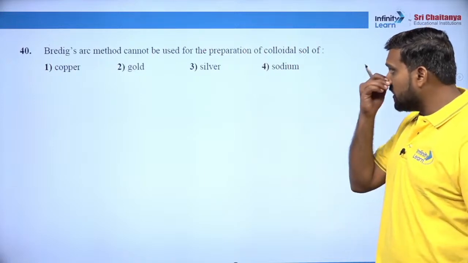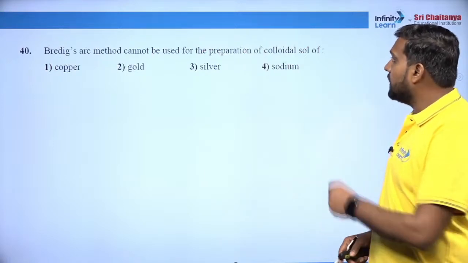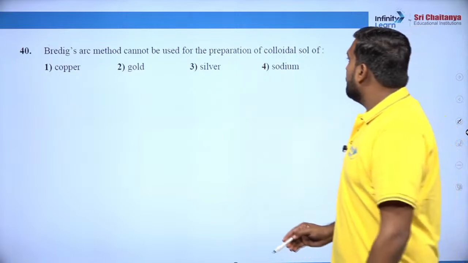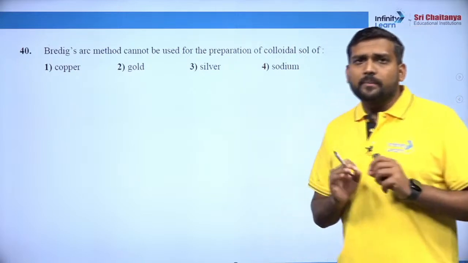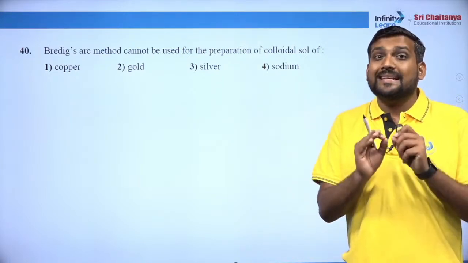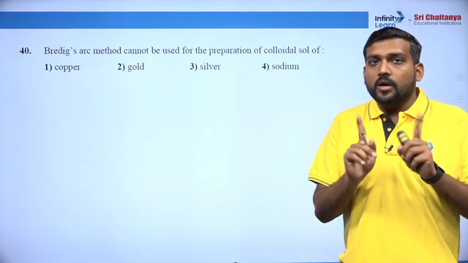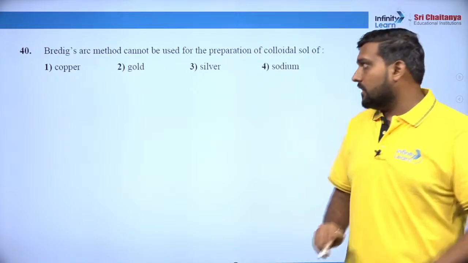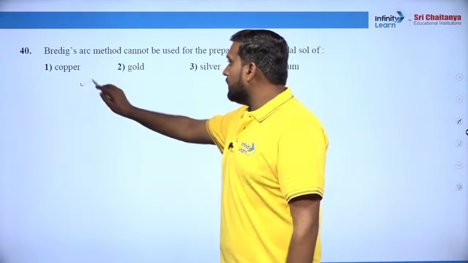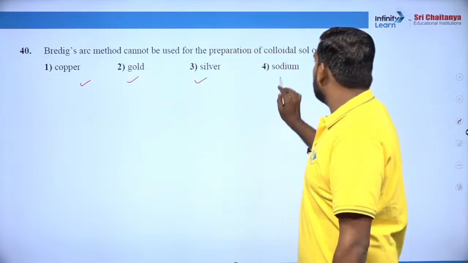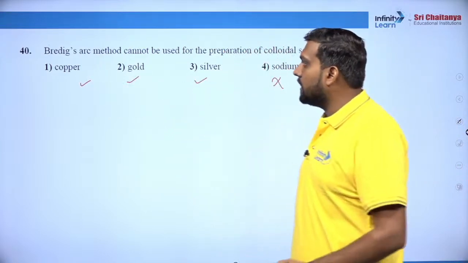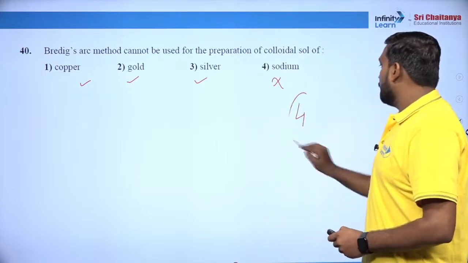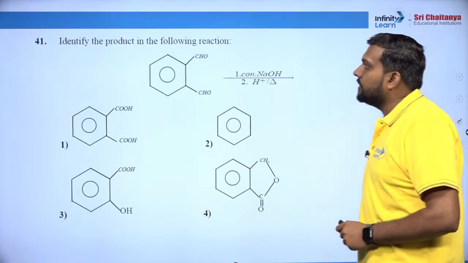The next question is, Bredig-Arc method cannot be used for preparation of colloidal solutions. So Bredig-Arc method is only applicable for less reactive metals. It is not applicable for the more reactive metals. So copper can be used, gold can be used, silver can be used, but sodium can't be used. So the correct answer will be option number 4. Going to the next question.